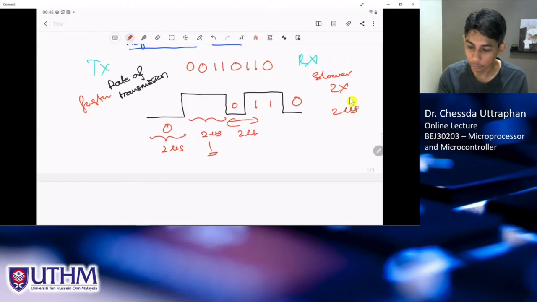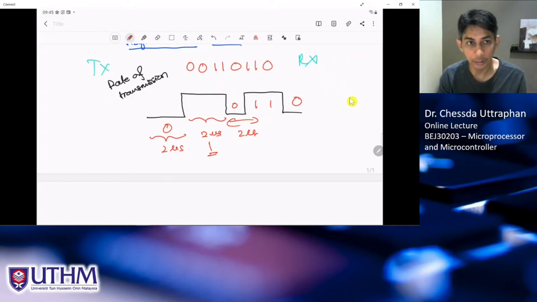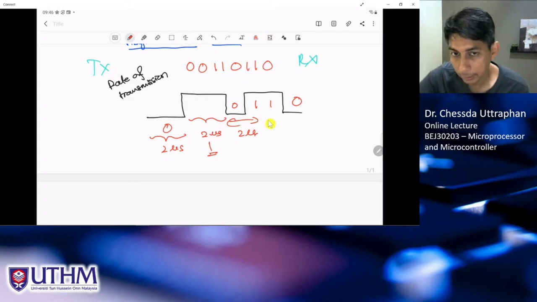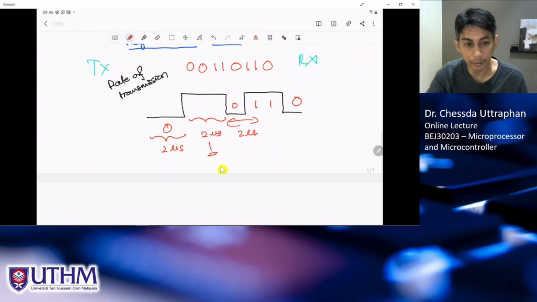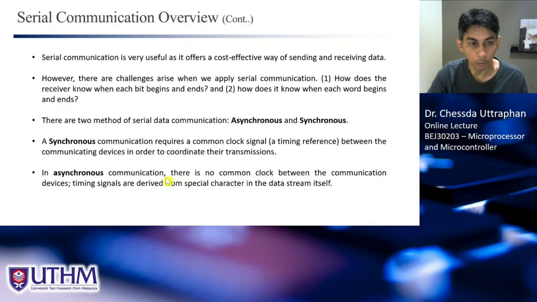So we need to agree on the transmission speed between the sender here, the transmitter, and the receiver here, in order to communicate. So those are the basic concepts of the serial communication technique, where we have synchronous and asynchronous communication.